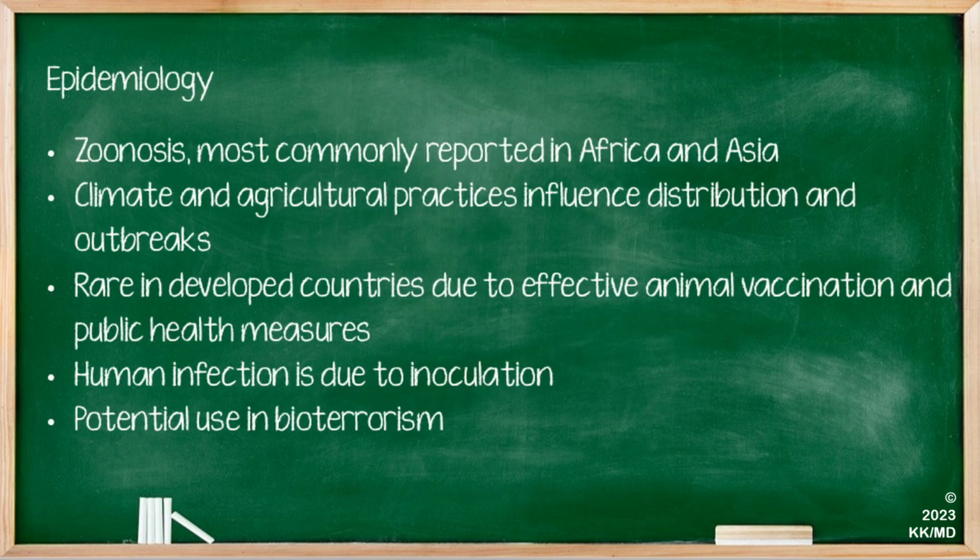Bacillus anthracis is a zoonosis most commonly reported in Africa and Asia. Climate and agricultural practices influence the distribution and outbreaks. The condition is rare in developed countries due to effective animal vaccination and public health measures. Human infection is usually due to inoculation, and you should be aware of its potential use in bioterrorism.